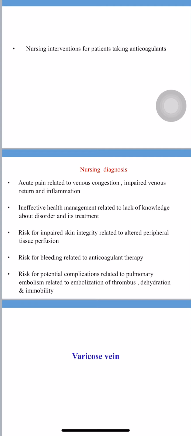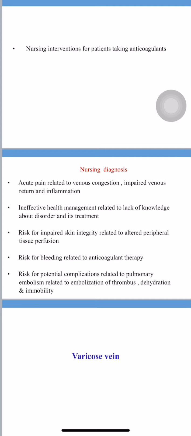Next is the nursing diagnosis related to venous thromboembolism. It may include acute pain related to venous congestion, impaired venous return and inflammation, and ineffective health management related to lack of knowledge about the disorder and its treatment. Next is risk for impaired skin integrity related to altered peripheral tissue perfusion, risk for bleeding related to anticoagulant therapy, and risk for potential complications related to pulmonary embolism, dehydration and immobility.